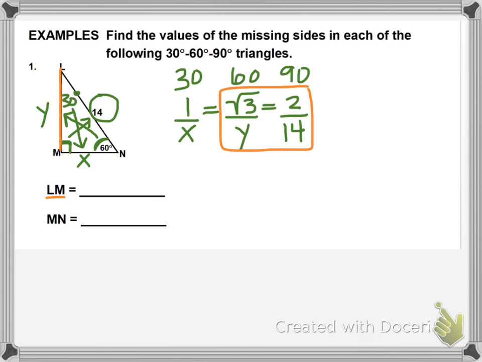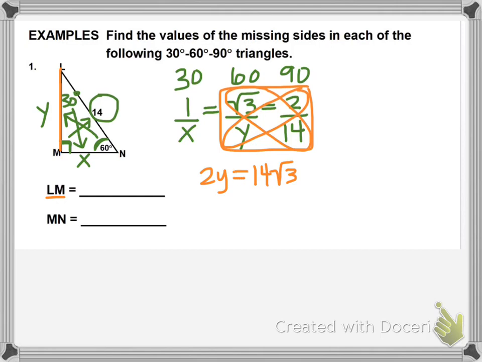Let's go ahead and solve it. We're going to cross multiply. Y times 2 is 2y. 14 times square root of 3 is 14 square root of 3. These cross products are always going to be equal. Now we just have to solve for y.